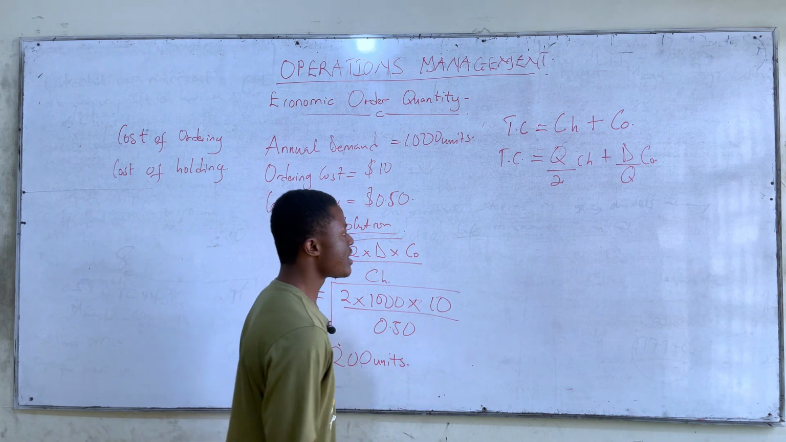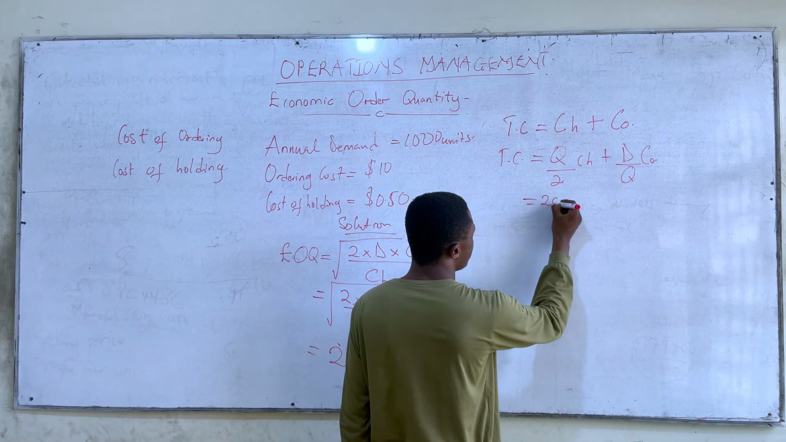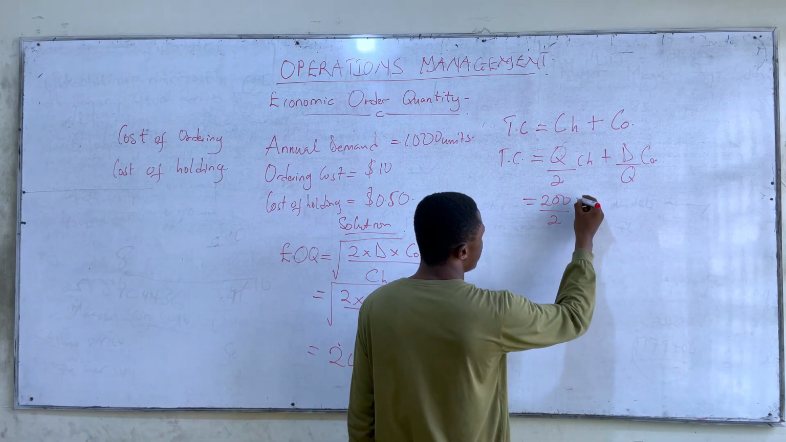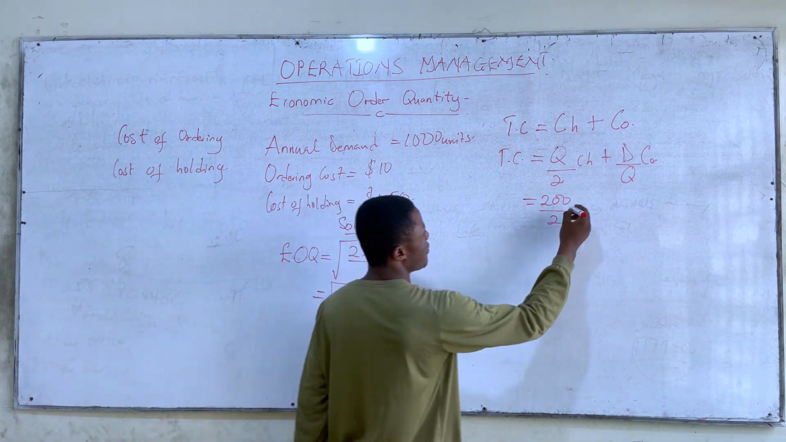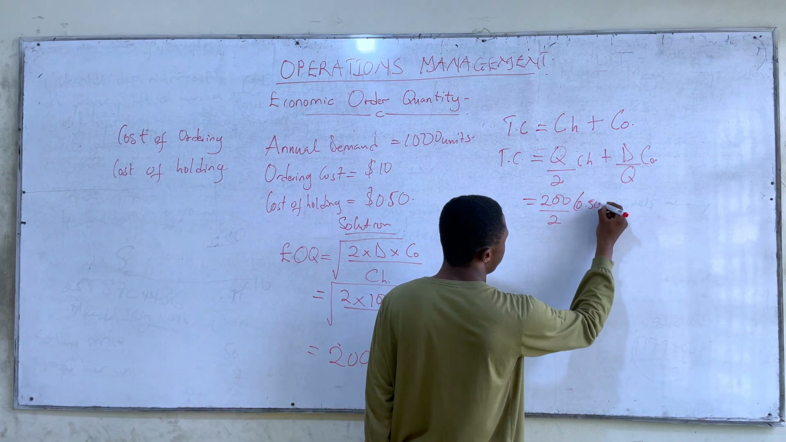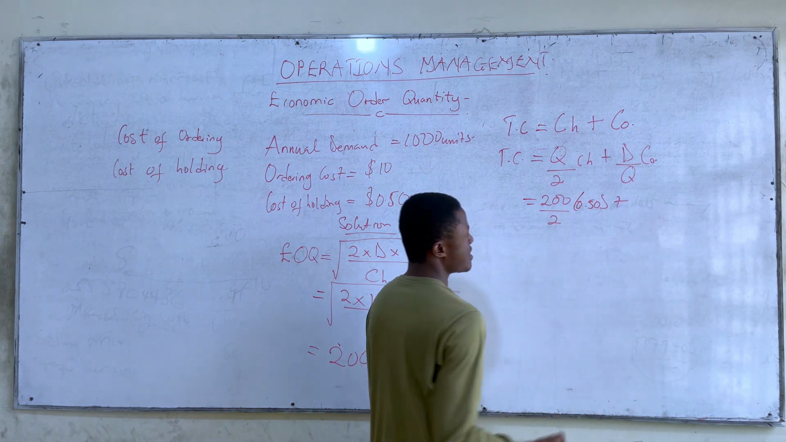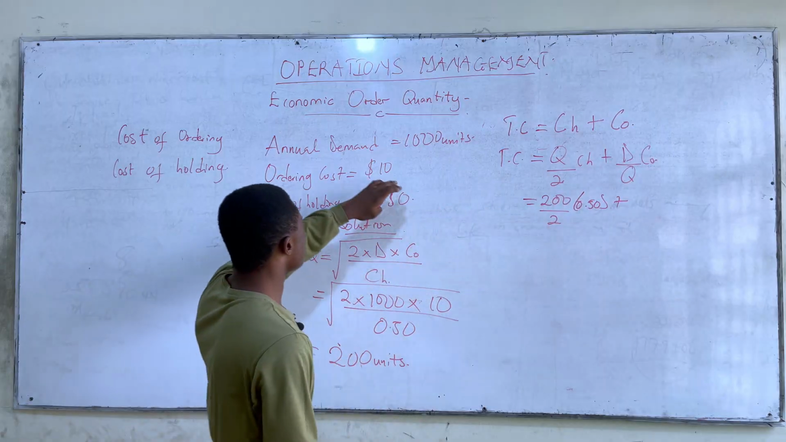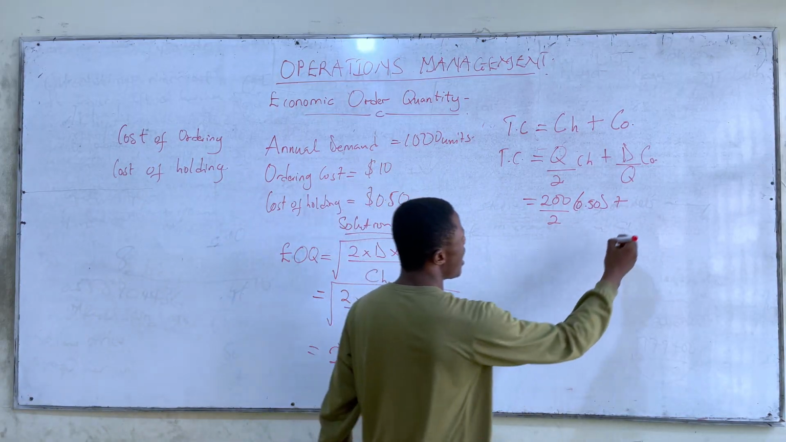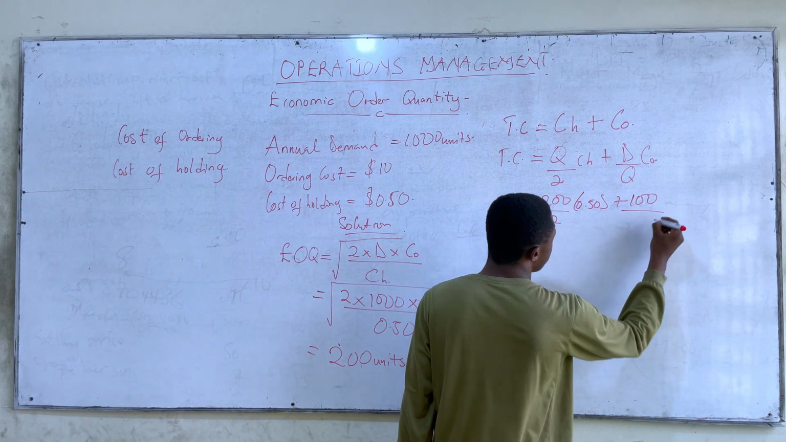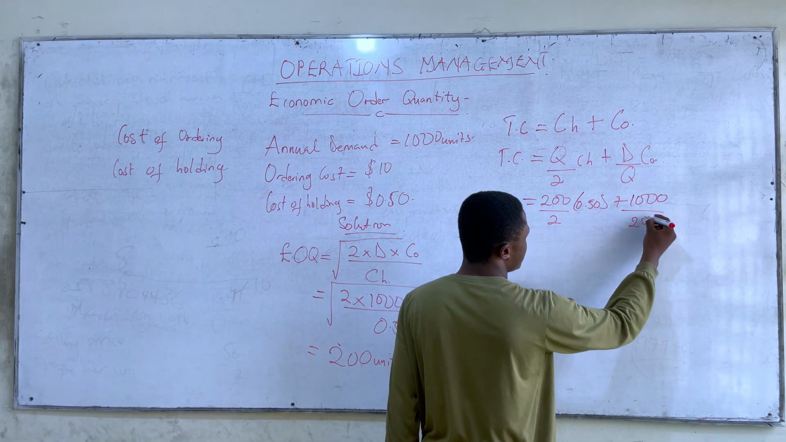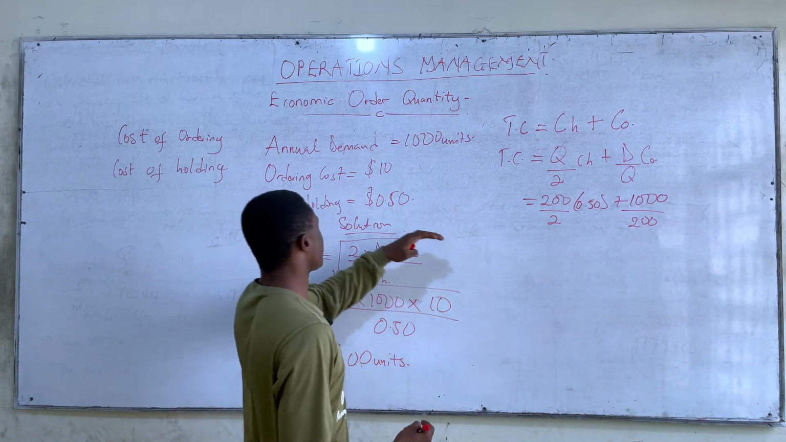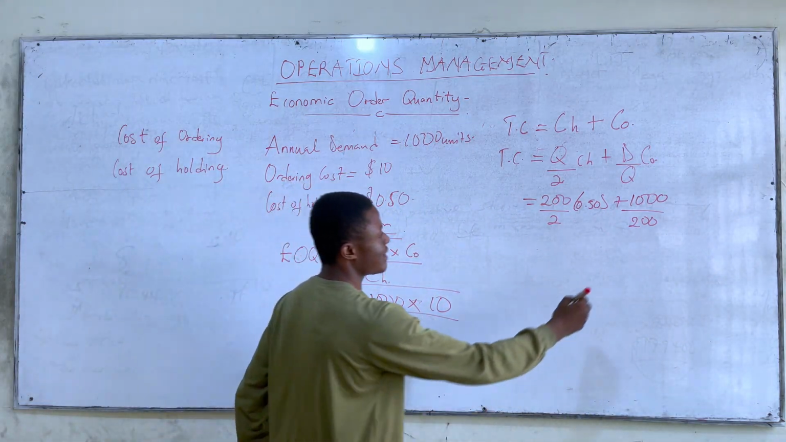Are we good? Great. So here our quantity is 200 divided by 2. And what is our cost of holding? Our cost of holding is 0.5. So here it becomes 0.5 times that, plus, what is our demand? Our demand here given to us was 1,000 units. So 1,000 units divided by our quantity, our quantity was 200, multiplied by the cost of ordering. Our ordering cost is 10.